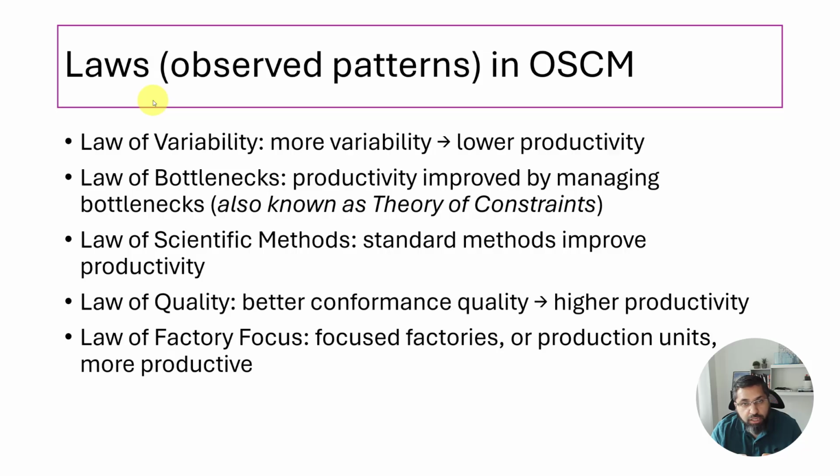Law of bottlenecks: if you have different capacities within a production process, then the lowest capacity unit will drive the capacity of the whole process. It's like a chain is as strong as the weakest link. And to improve the productivity of this process, you'll have to really focus on the bottleneck, also known as theory of constraints.